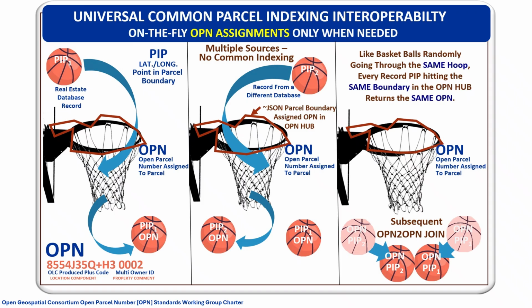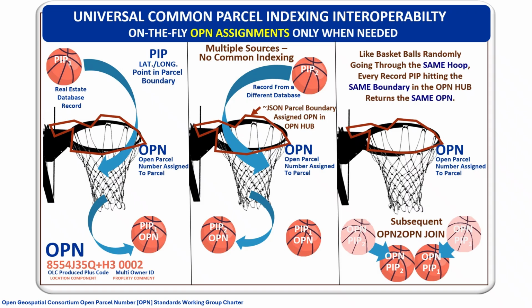Long story short, while your eye wanders through this basketball analogy, be informed it's really all about an inescapable reality: for a piece of ground to be a legal parcel, it must have extents defined by a closed polygon. Every point within that polygon is within that parcel. Every lat long that lands within that boundary is a point-in-polygon, or PIP, of that parcel. Hence, any characteristic assigned to that boundary, such as an OPN, can be transferred to any such point.